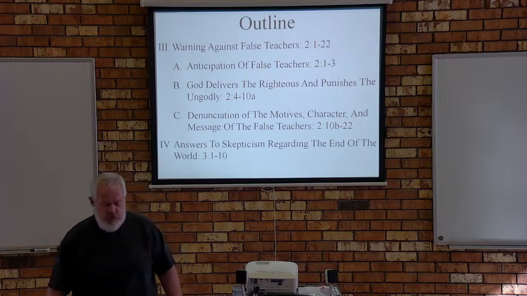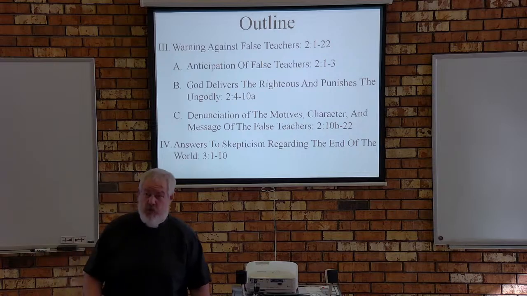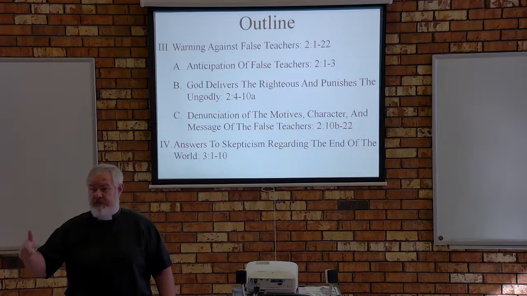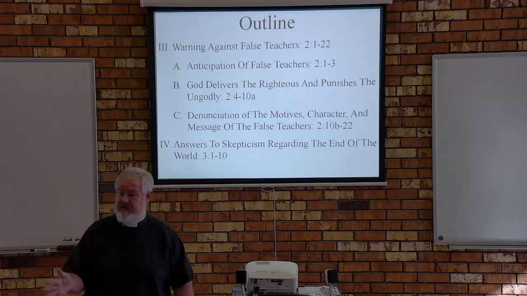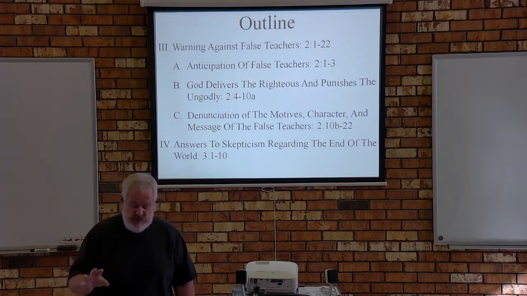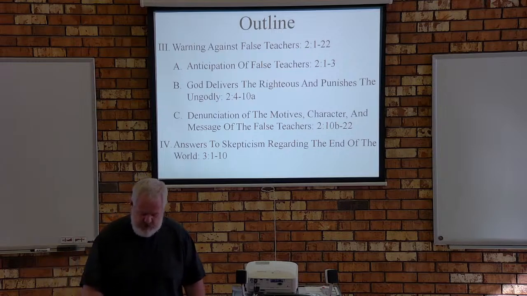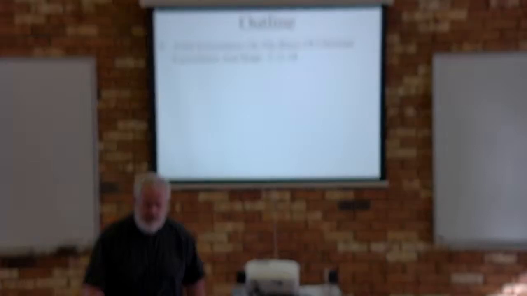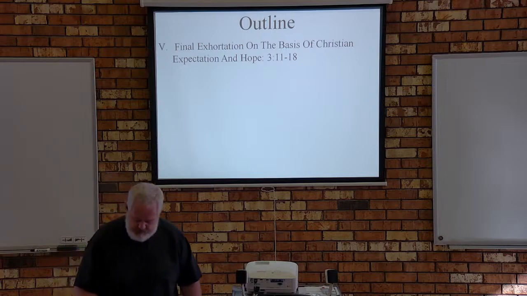And then part 4 of the outline is answers to skepticism regarding the end of the world. Remember that we saw in the purpose of the letter that they believed there wouldn't be a final judgment, right? So this is where he starts to get to that section, and this is chapter 3, verses 1 to 10. And then there's the final exhortation on the basis of Christian expectation and hope, chapter 3, verses 11 to 18.